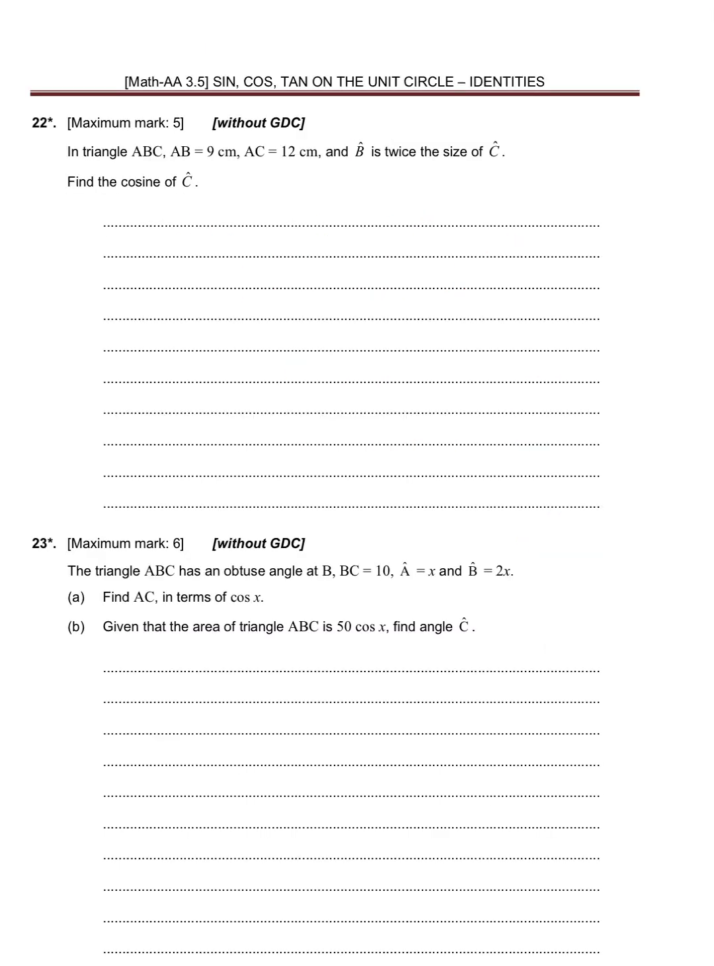All right, and triangle ABC, all that. Oh, AB is 9. A to C is 12. And angle B is twice the size of C. So if this is x, this is 2x. Find the cosine of C.